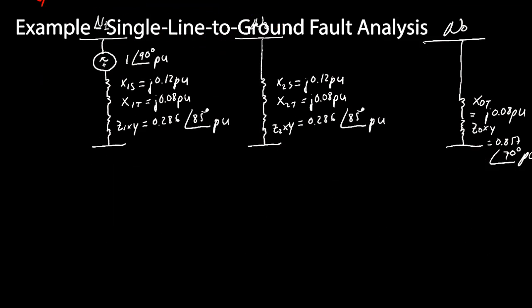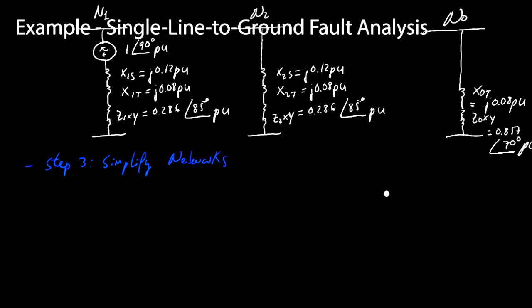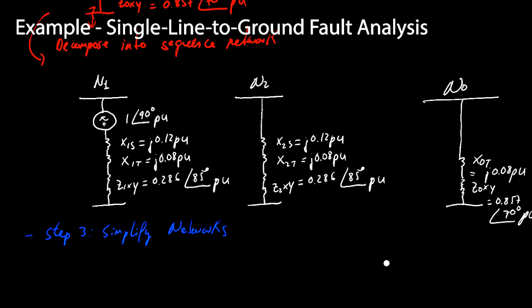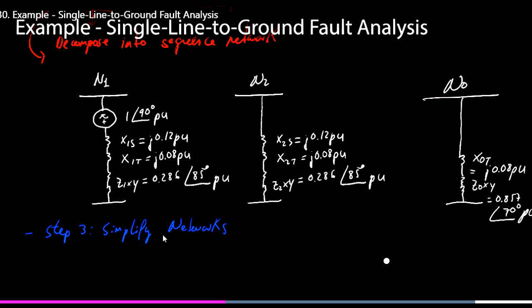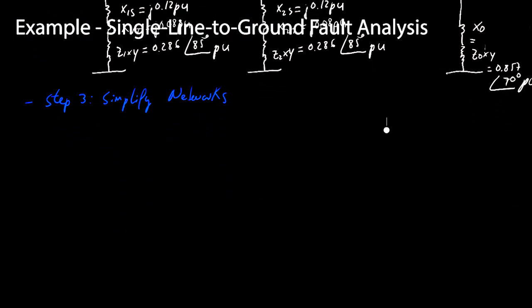And I'm going to do one more step. So we're going to have step 3 now. Let's do blue. So step 3 is going to be to simplify the networks. So essentially what I'm saying here is that notice that for the positive sequence network we have 3 impedances, same thing for the negative sequence network, and for the zero sequence network we have 2 impedances. So I'm going to combine all of those impedances to have a simpler system.